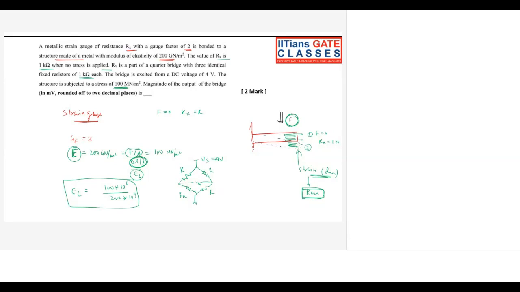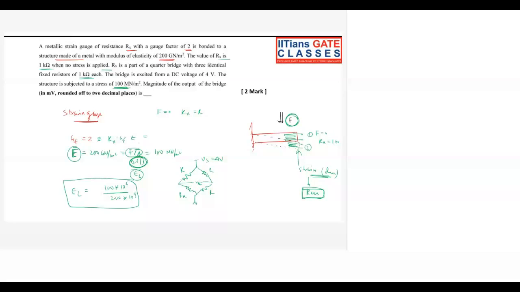Now from the gauge factor, we know what it is going to be. It is going to be the change in resistance upon the initial resistance. So the initial resistance was Rx, and Rx was R when no force was applied. So delta R equals Rx into gauge factor into epsilon. If you are going to calculate this, we just have to substitute these values here.